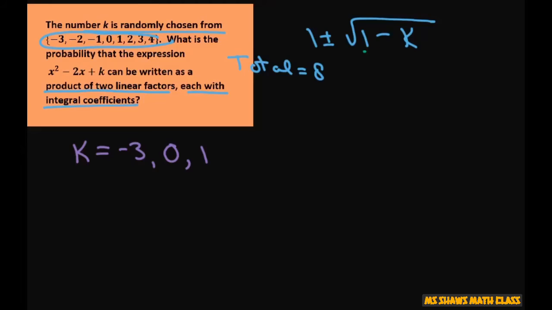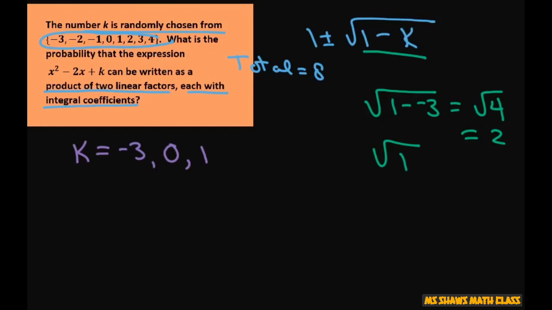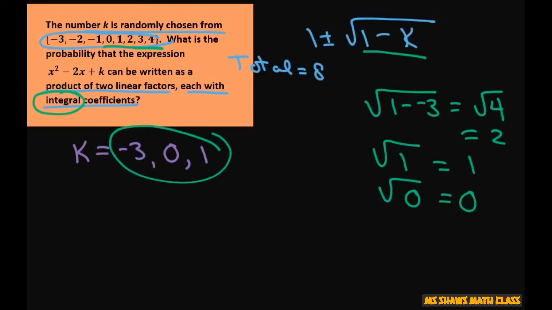If I use -3, we get square root of 1 minus -3, which is square root of 4, and that gives you 2. If I use 0, you get 1. Square root of 1 is 1. And if I use 1, you get square root of 0, which equals 0. So we only have 3. These other ones will not work. They will not give you a perfect square because you want integral coefficients.